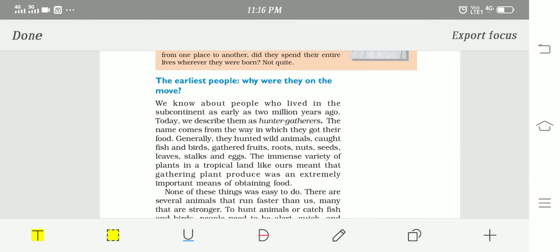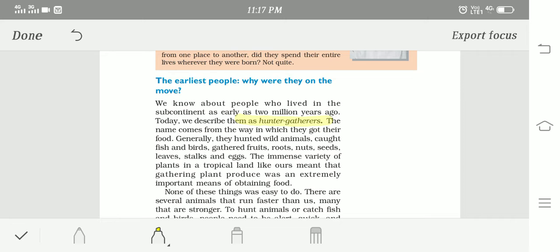Well, in earlier times, millions of years ago, people used to live in the forest. At that time people were living in areas which were quite dangerous, because in the forest there used to be animals. So these people were called hunters and gatherers.